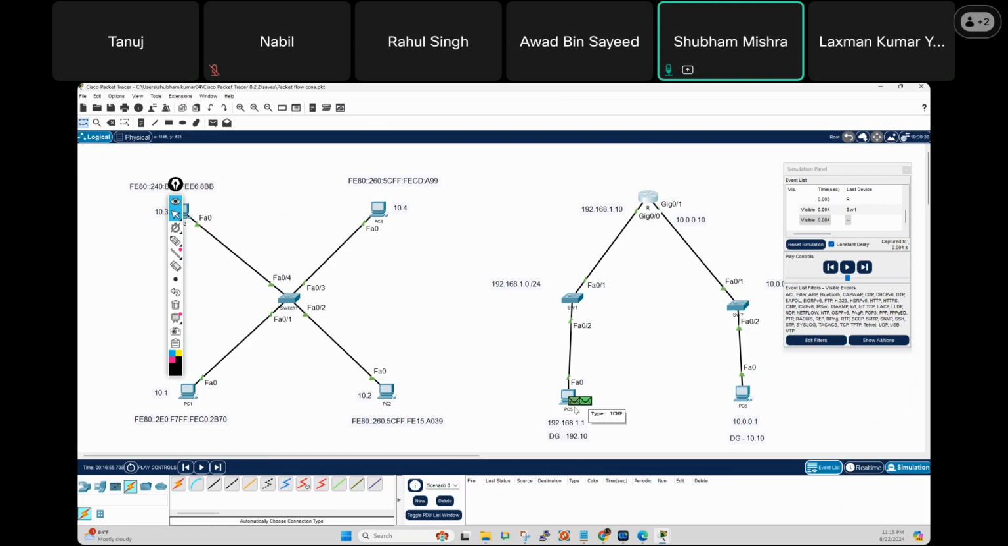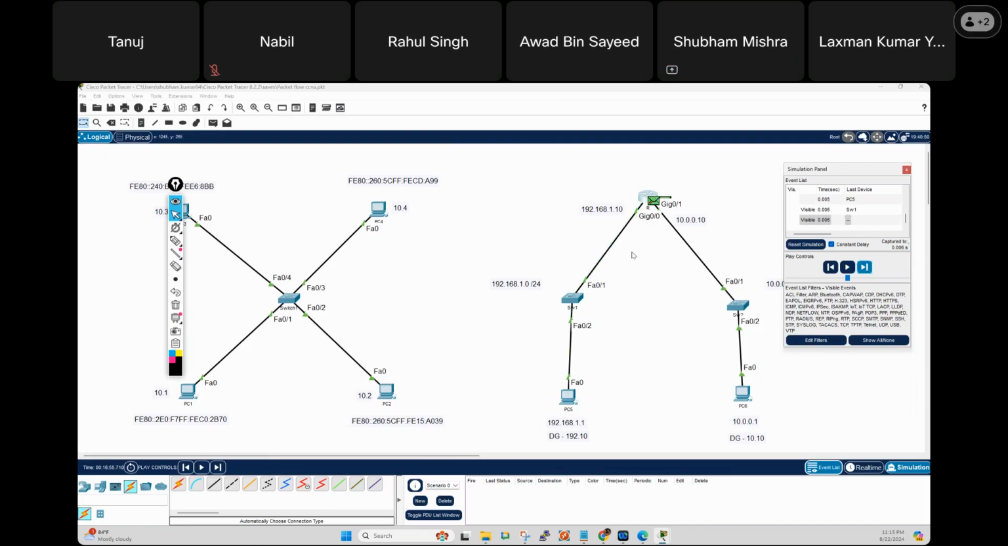Now this PC number 5 forwards this ICMP packet. This ICMP packet will reach the switch, and the switch forwards this packet to the router. Are you getting my point? Yes. So see, it is unicast.